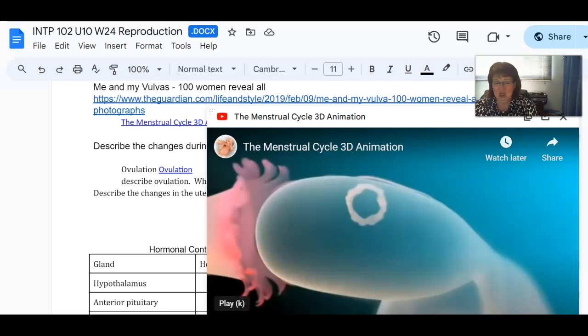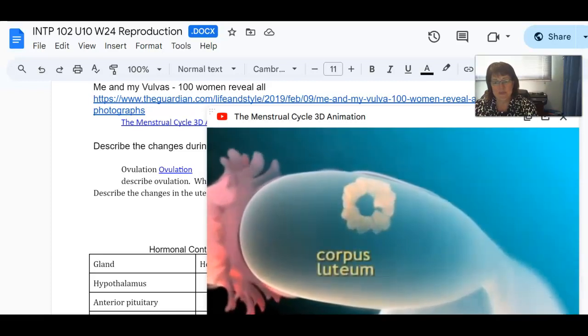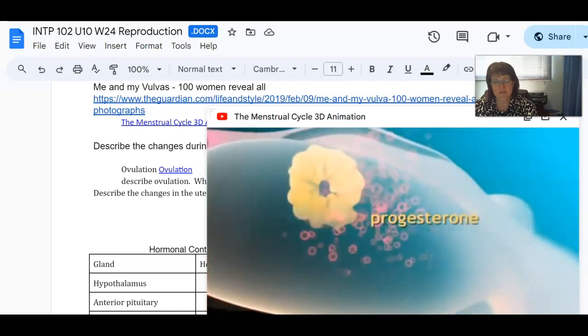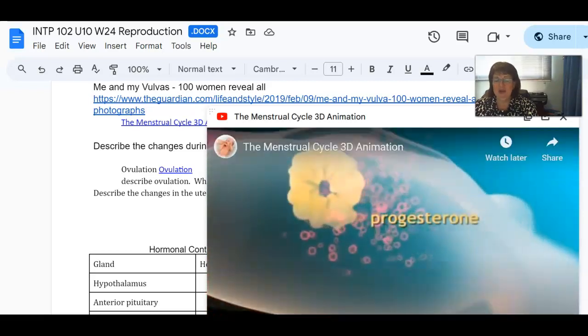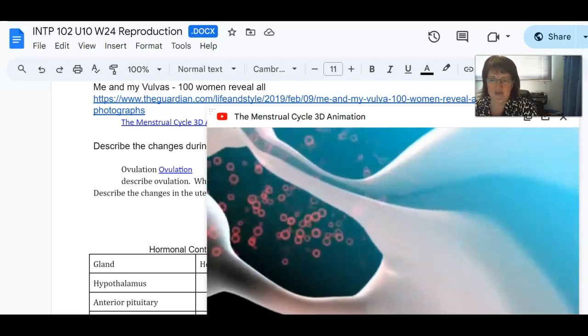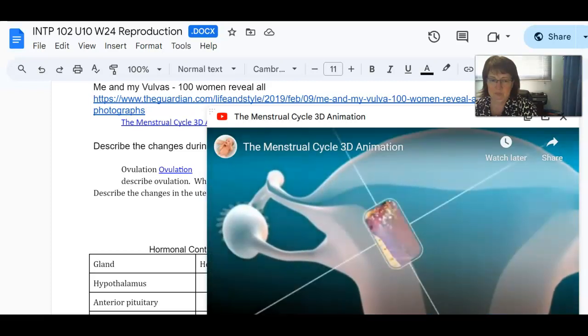This is the corpus luteum. After the follicle ruptures, it is converted into this yellowish body known as the corpus luteum. Cells of the corpus luteum secrete progesterone. Progesterone will then go and act on the uterus. See how it's confusing? It's confusing because there's the hormone progesterone, which brings about important changes in the lining of the uterus, preparing it for possible pregnancy.